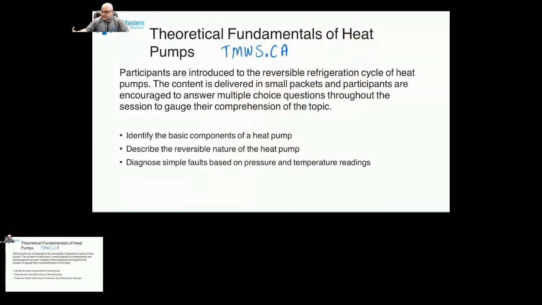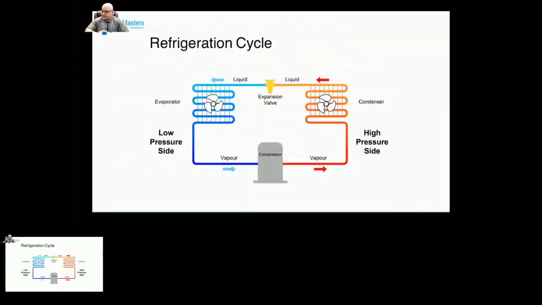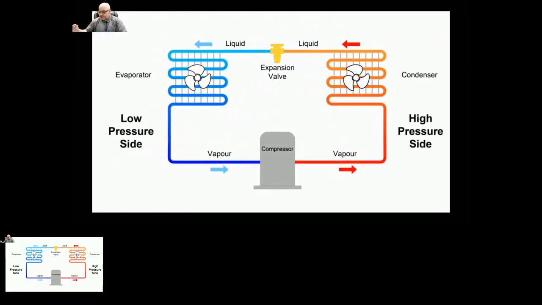So what we're going to do today, we are going to try to identify the basic components of a heat pump, and then describe the reversible nature of the heat pump, and then we're going to do some basic diagnosis on the parts of the heat pump. And to start that, as usual, I would like to start with what I would call the refrigeration cycle. Sometimes people call it the vapor refrigeration cycle, and review some of the components of this, because we are going to build our understanding of heat pumps on how this basic cycle works.